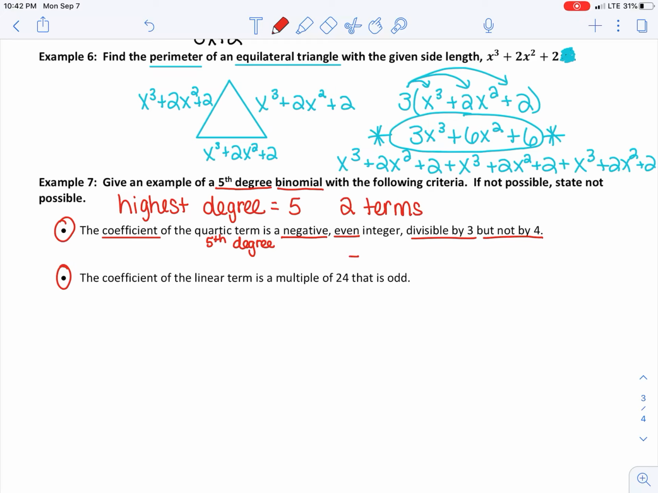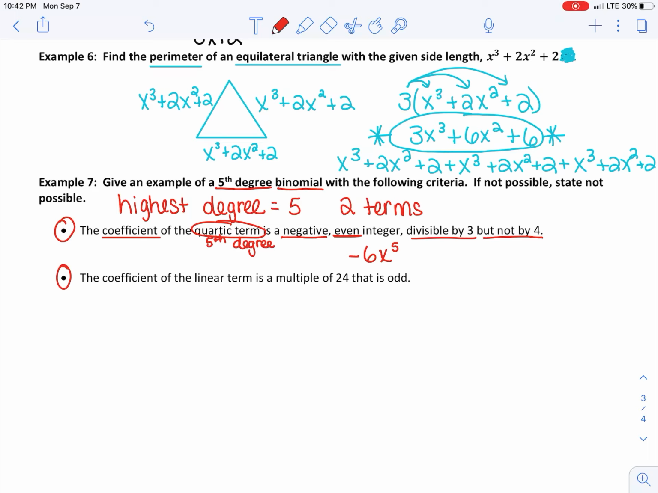Okay, so I'm going to start out by making it negative, because we know it has to be negative. And then it says it needs to be divisible by 3, but not by 4. So I'm going to say, let's try 6. 6 is divisible by 3, but you can't divide it evenly by 4. And it is that even integer that we also had to have. So I'm just going to stick an x to the 5th since this needs to be my quartic term. Okay, so that would work.